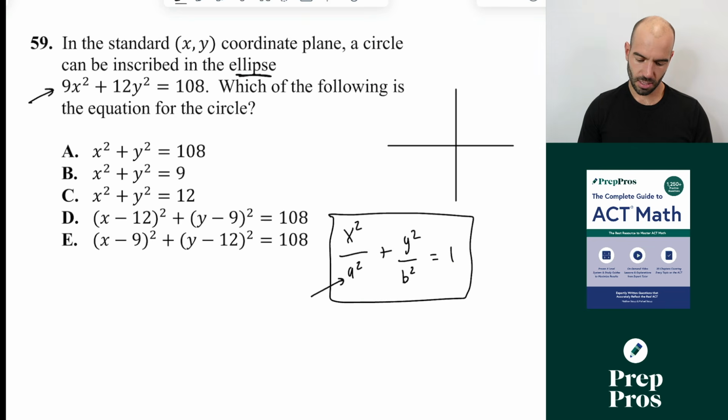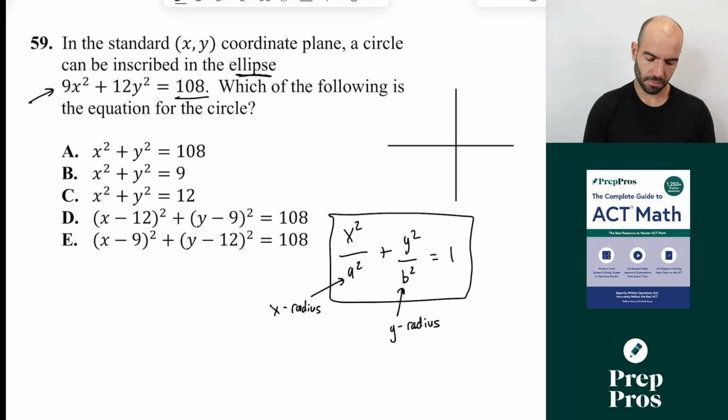The a value down here we can think of as the x radius. It's showing how far left and right the ellipse goes from the center. And the b value we can think of as the y radius. Ellipses in this form are always a plus, always equal to 1. Now, in order to get into this form, what I need to do is actually divide everything by 108 to make this equal to 1.